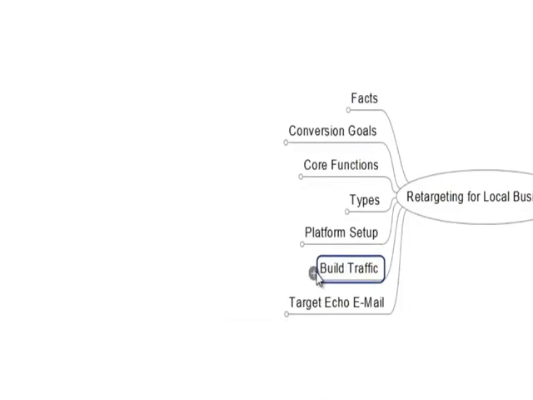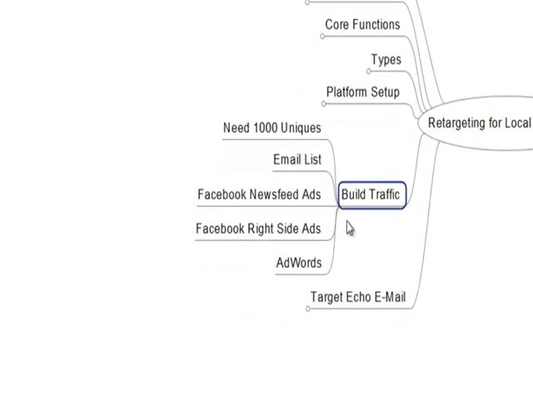So for building traffic, for Perfect Audience and AdRoll, you need 1,000 unique cookies. You need it to serve cookies to 1,000 people before it will start serving your ads. And so there's a couple ways to get to that 1,000. If you have an email list, you'll probably want to put that retargeting pixel on there and then send out a blast to get people to come back to your email.